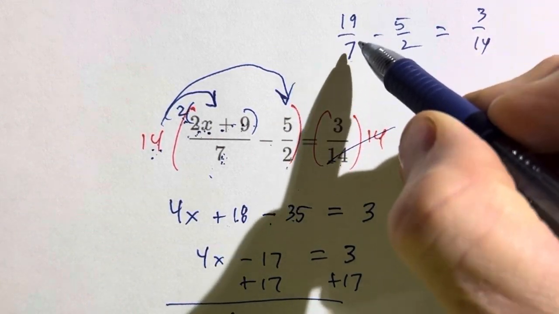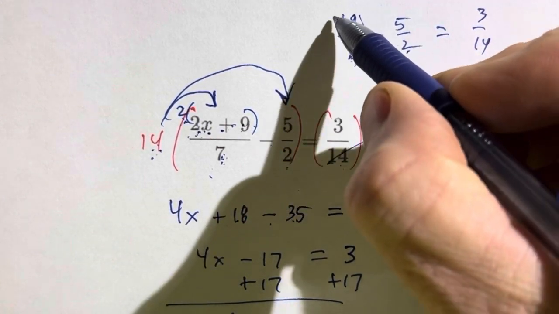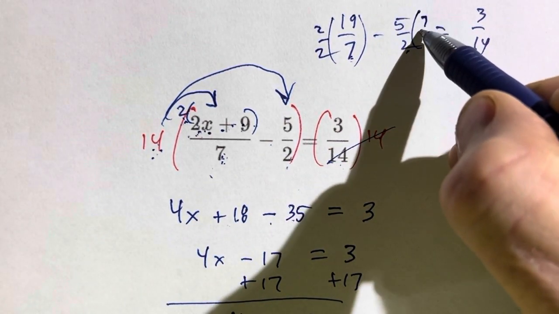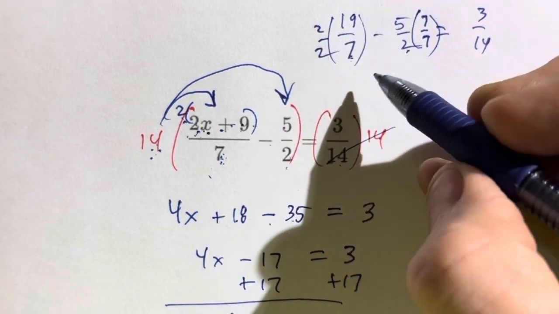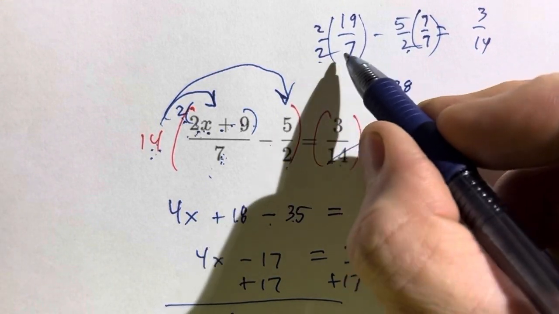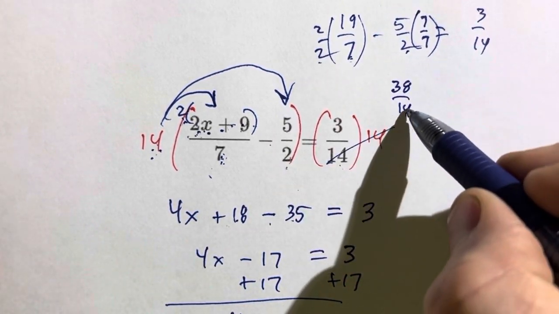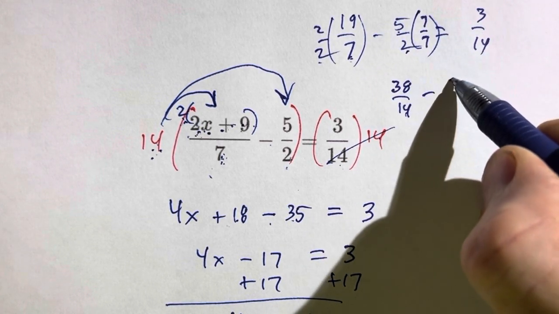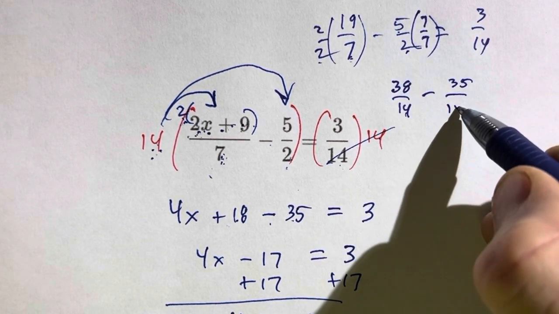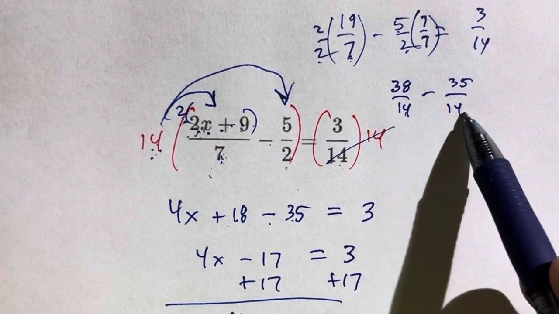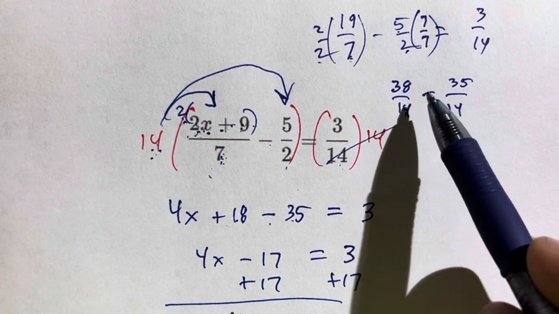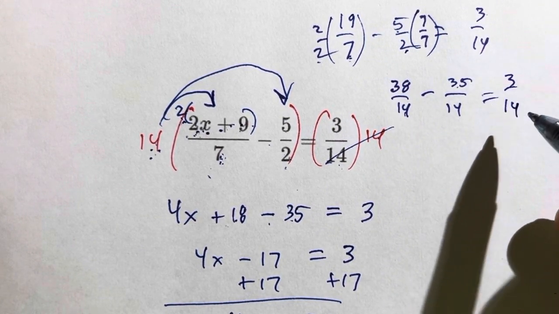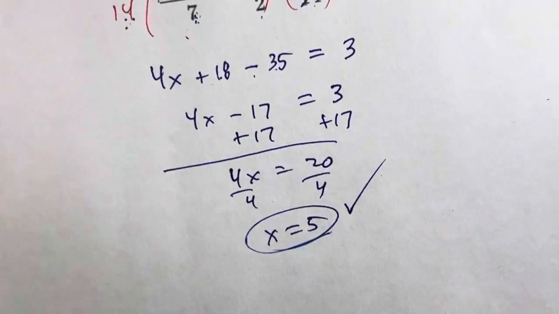Well, if I get common denominators, I got to multiply top and bottom by 2. And here I got to do top and bottom by 7. That's going to give me 2 times 19, which is 38. 2 times 7 is 14. So I got a 14 denominator. Right here, 5 times 7 is 35. 2 times 7 is 14. And now you can see my denominators match. So 38 minus 35 is 3. 3 over 14. So this does work out. So my answer down here was correct.